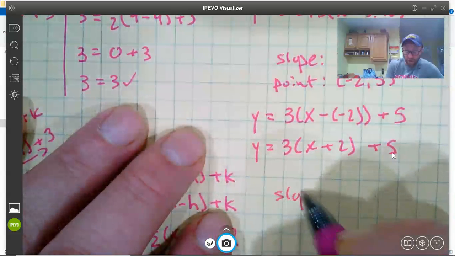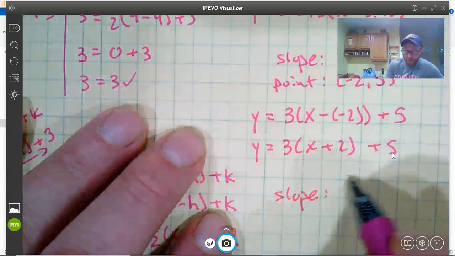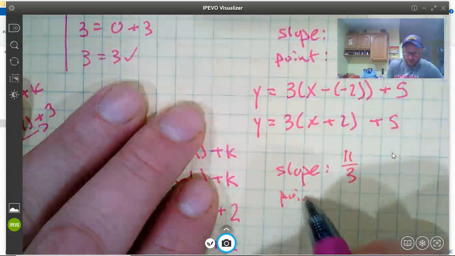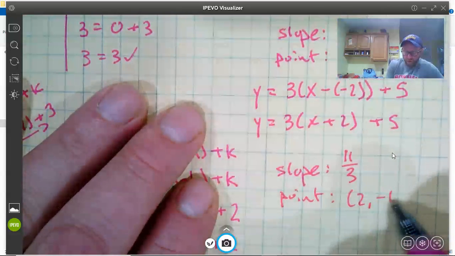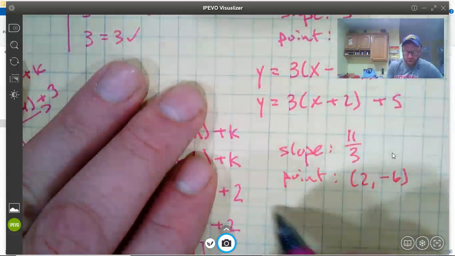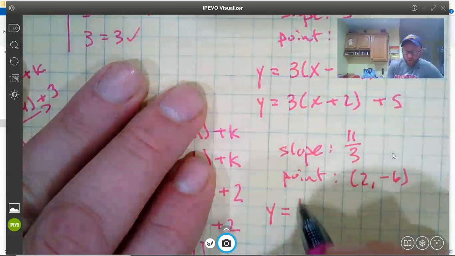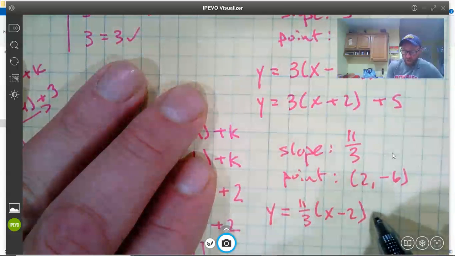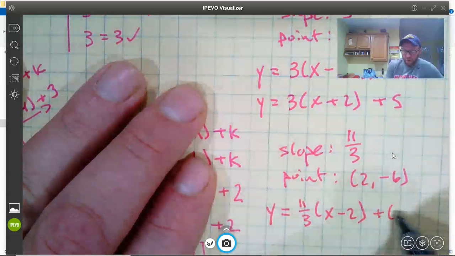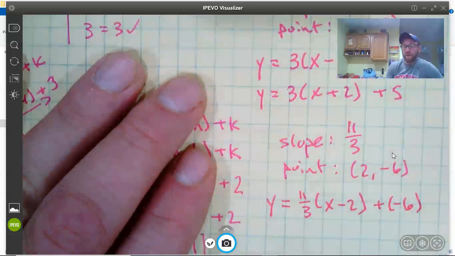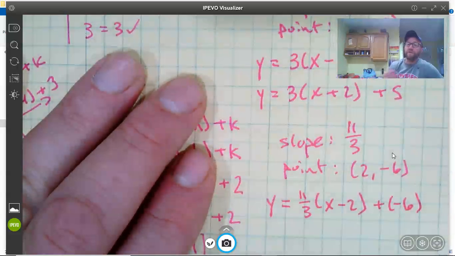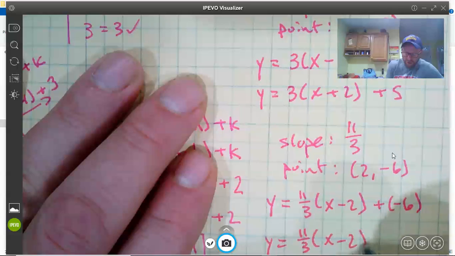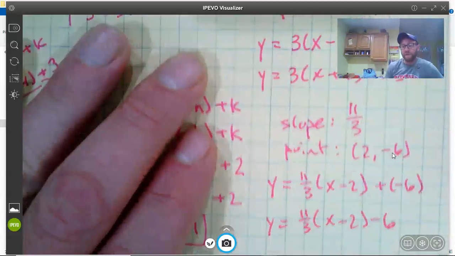So if I had slope was 11/3, and our point was 2, -6, so we have y equals our slope, 11/3, x minus our x-coordinate, and then it'd be plus a -6, but we don't write it as plus -6, we'd write it as -6, so it'd be y equals 11/3, x minus 2 minus 6.